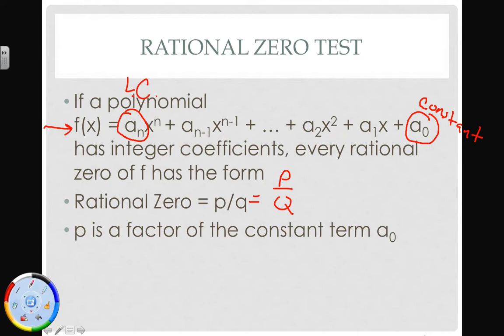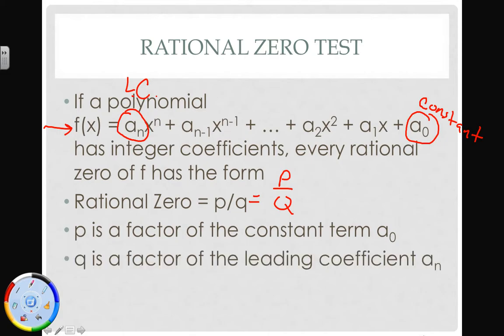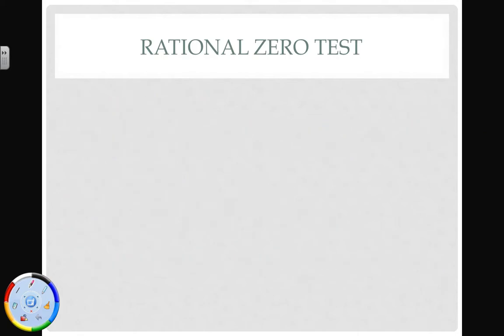All the factors of the constant term. So sometimes there's lots, sometimes there's not so many. And q is any factor of the leading coefficient. All right, we're going to be using this quite a bit. And I'm even going to upload another video with a whole bunch of different examples of using this and some of the other things that we're going to go over today.